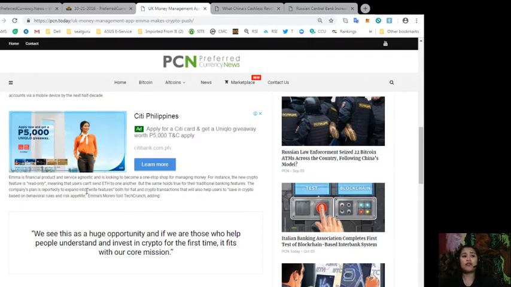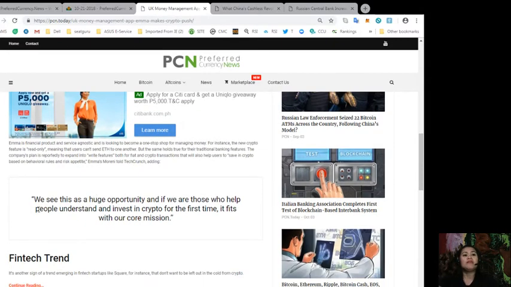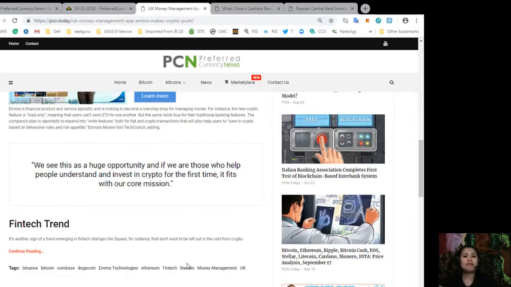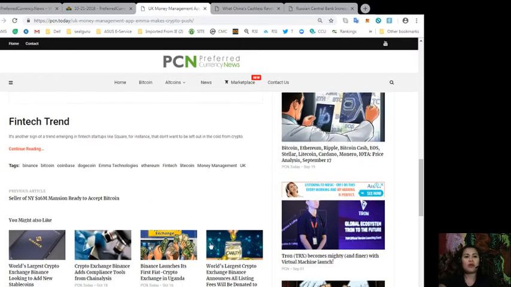Now, for instance, the new crypto feature is read-only, meaning that users can't send Ethereum to one another. But the same holds true for their traditional banking features. Now, the company's plan is reportedly to expand into write features both for fiat and crypto transactions that will also help users to save in crypto based on behavioral rules and risk appetite. Moreni told TechCrunch, adding, in a quote, "We see this as a huge opportunity, and if we are those who help people understand and invest in crypto for the first time, it fits with our core mission." It's another sign of a trend emerging in fintech startups like Square, for instance, that don't want to be left out in the cold from crypto.